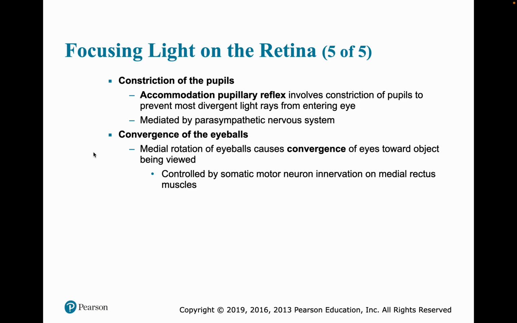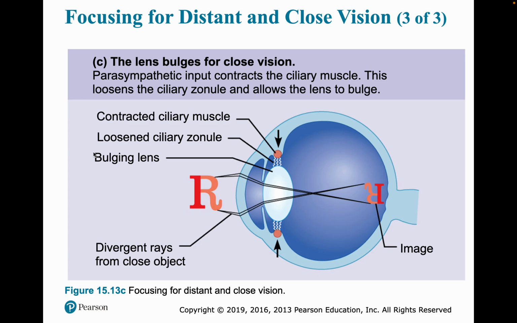So our eyes, rather than moving together, focus towards an object. So the left one looks to the right, the right one looks to the left. And that's controlled by the somatic motor neurons innervating the medial rectus muscles. So the eye is going to bulge for close vision. That has to do with the parasympathetic input to the ciliary muscle, loosening the ciliary zonule, allowing the lens to bulge.